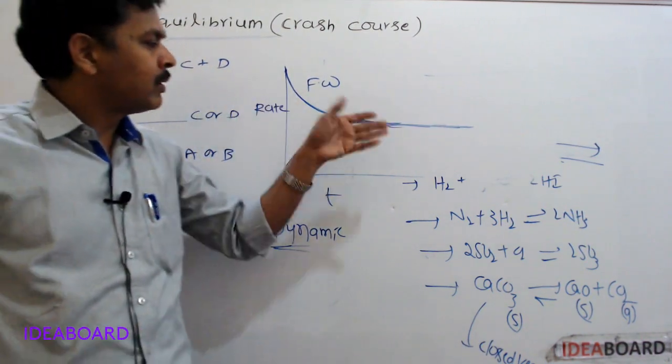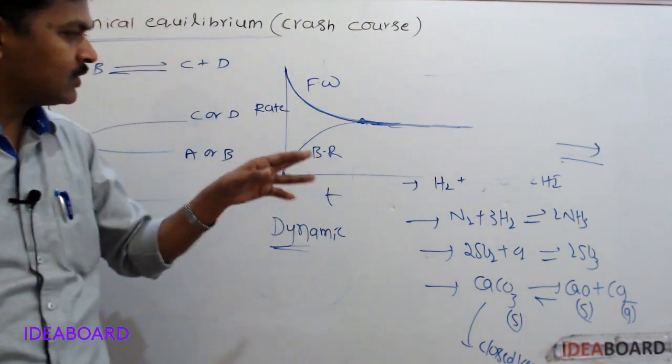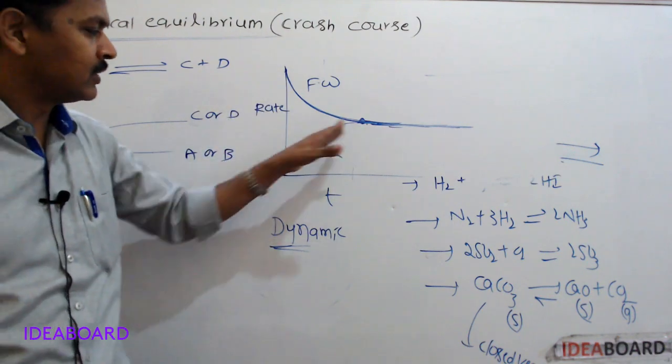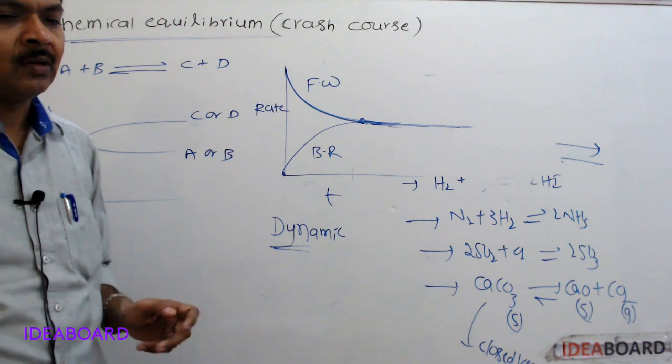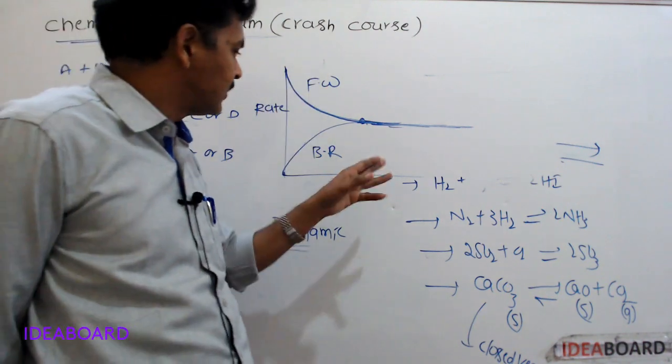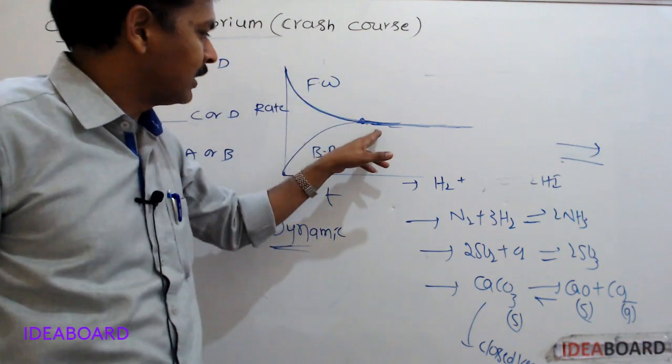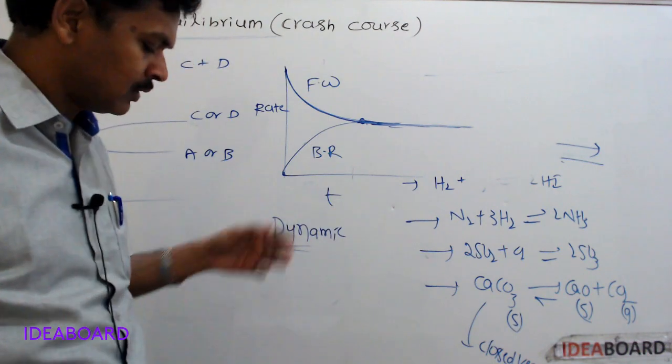So the state or stage at which the rate of forward reaction is equal to the rate of backward reaction is called chemical equilibrium.